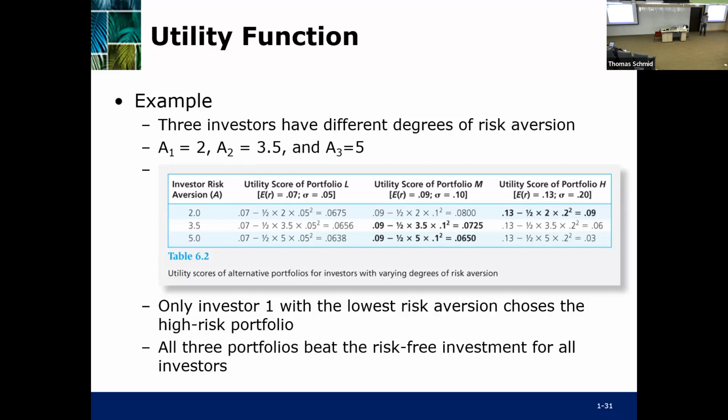So even though these investors are risk averse, that doesn't mean they do not invest in the risky portfolio. If it gives them a higher utility, there is a positive reward for taking the risk, they might very well invest in the risky portfolio.